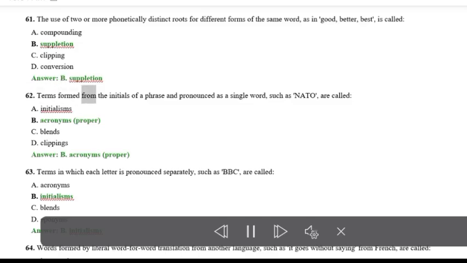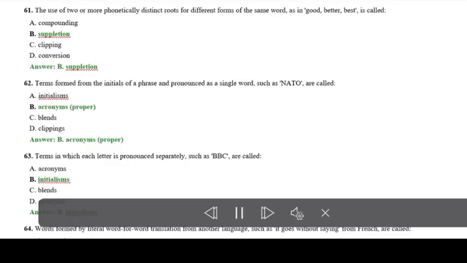62. Terms formed from the initials of a phrase and pronounced as a single word, such as NATO, are called A. Initialisms. B. Acronyms, proper. C. Blends. D. Clippings. Answer, B. Acronyms, proper.